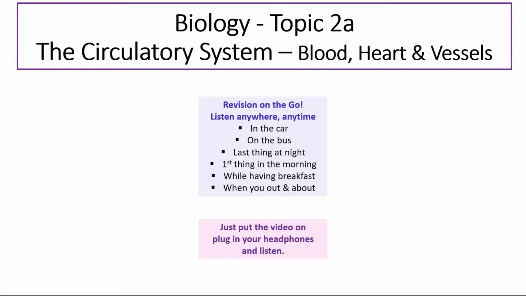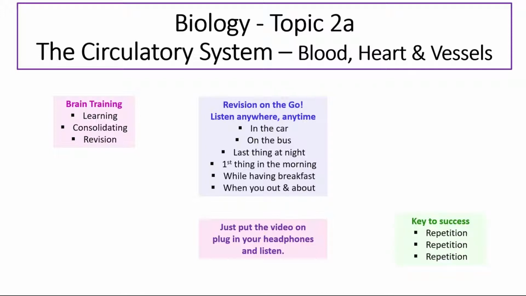In this video you've learnt about the circulatory system covering the heart, blood vessels and the blood. Take time to learn this topic so you can nail those exam questions in the Biology GCSE Paper 1. The key to exam success is learning, consolidation and keeping this topic fresh in your mind. How do you do that? Repetition, repetition and repetition. If you go over this enough times, you'll be able to answer any questions on this topic confidently in your exam.